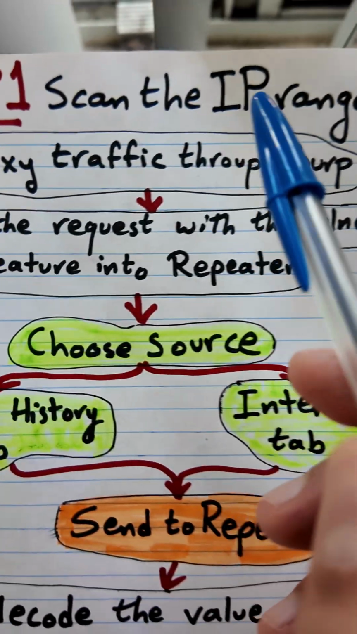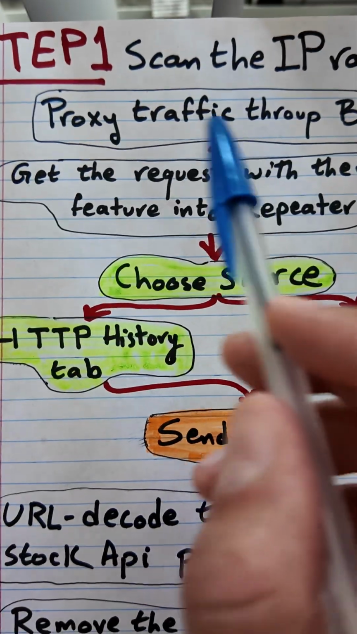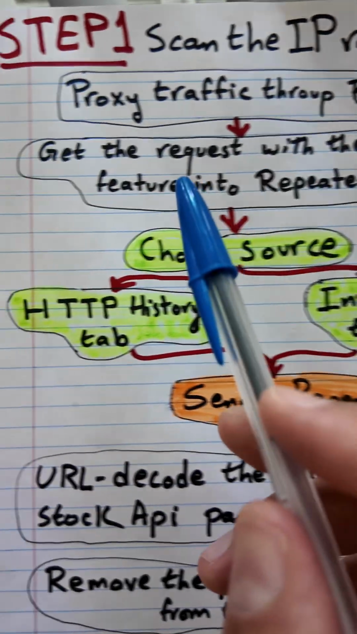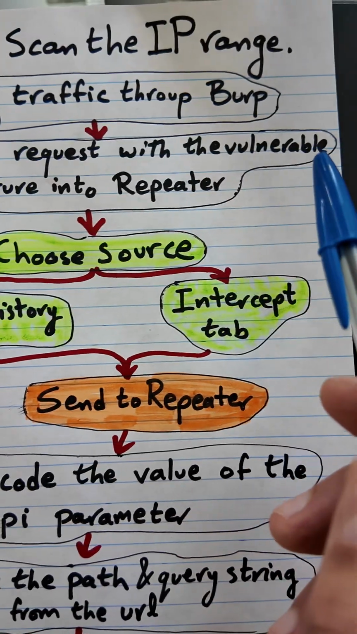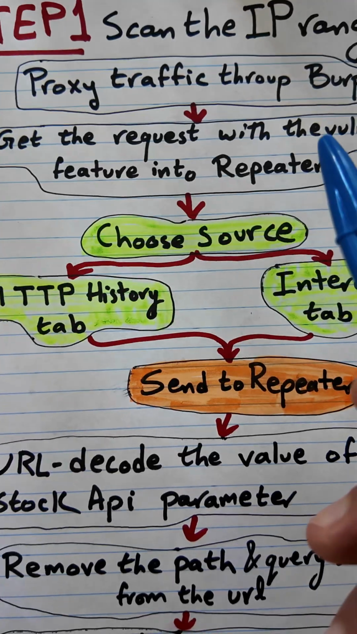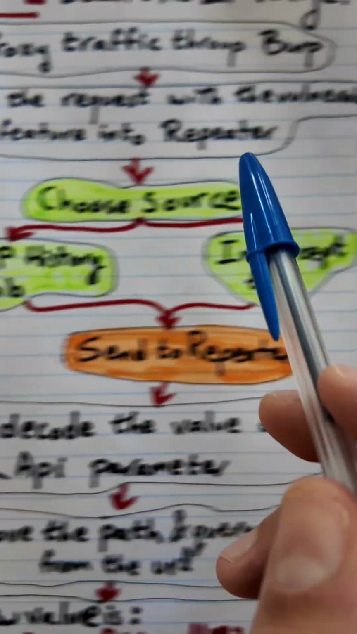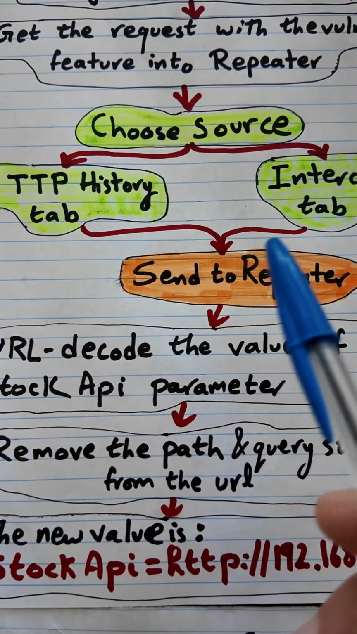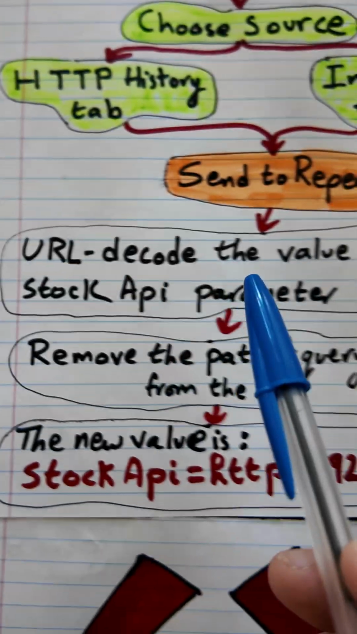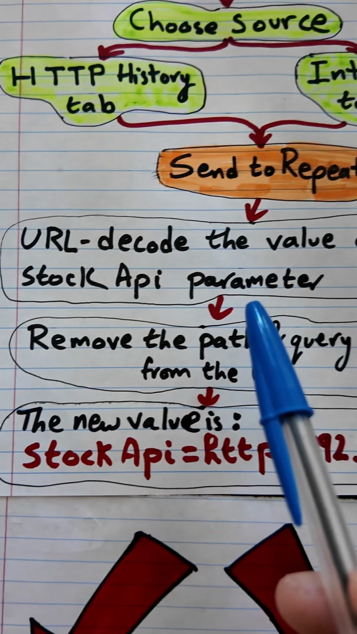Step 1. Scan the IP range. First, we proxy the traffic through Burp. Then we get the request with the vulnerable feature into Repeater. To do that, we need to choose a source. It could be either the HTTP history tab or the intercept tab. We send to Repeater. Then we URL decode the value of the stockApi parameter.